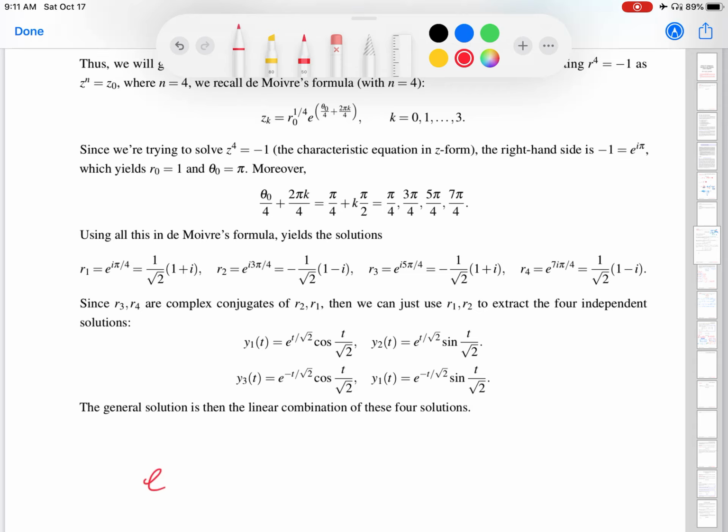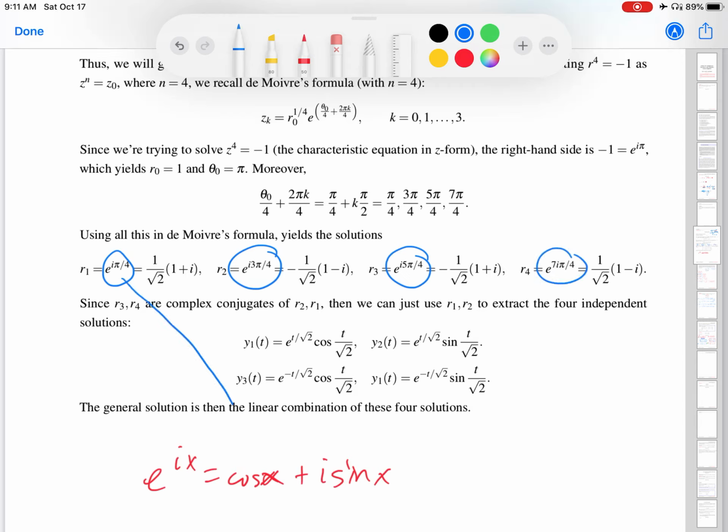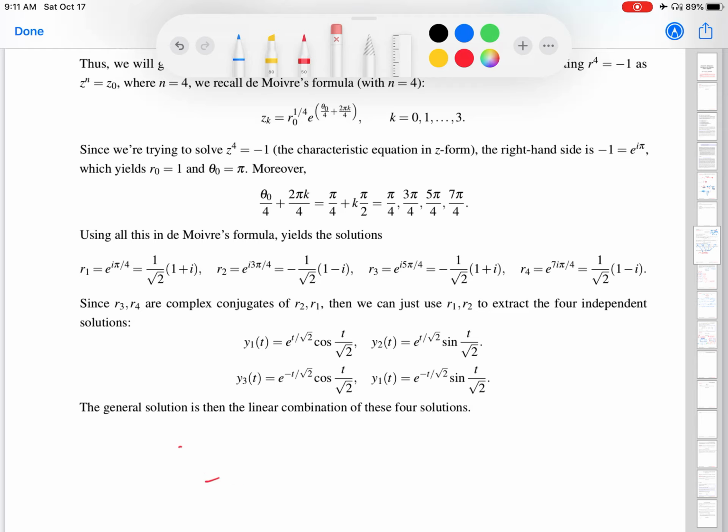Using Euler's formula, e to the i x equals cosine x plus i sine x, I can take all of these complex polar form numbers and write them out in the Cartesian form, just by using Euler's formula. And that generates all these other quantities that you see here. So I'll just go through the first one so you can see how that works. So this one right here.